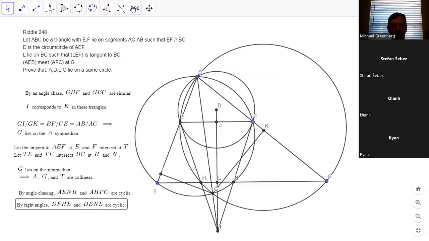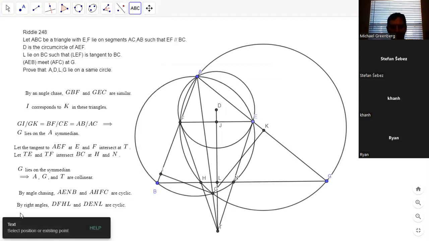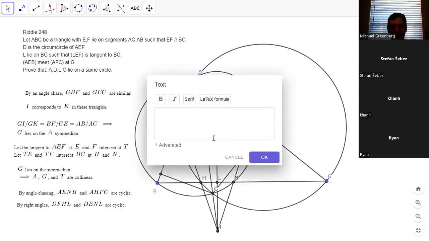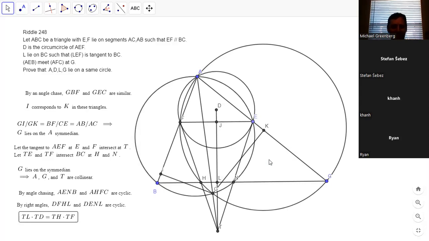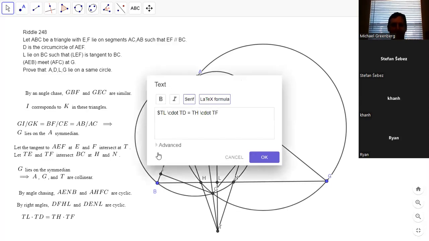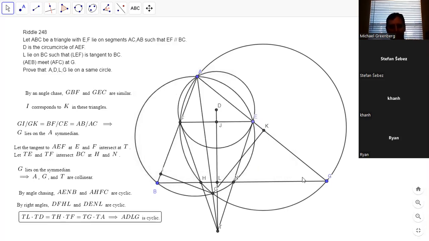So TL times TD is equal to TH times TF. Thanks for helping me out with this. I'm not as smart as I used to be, which is TG times TA. That means that ADLG is cyclic. All right. That was a fun one.